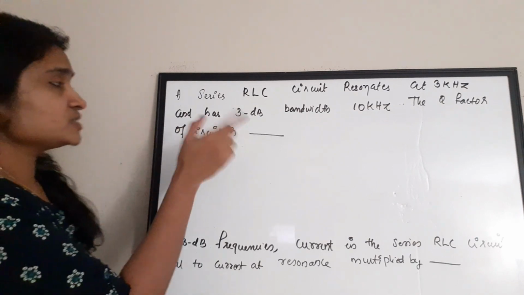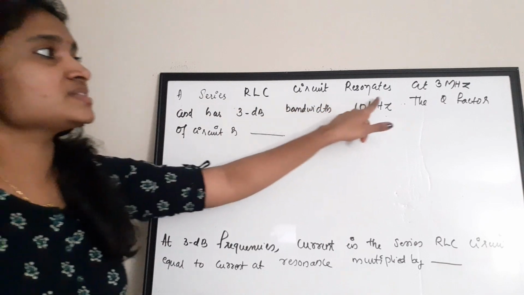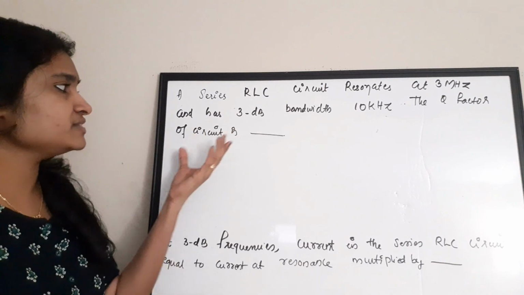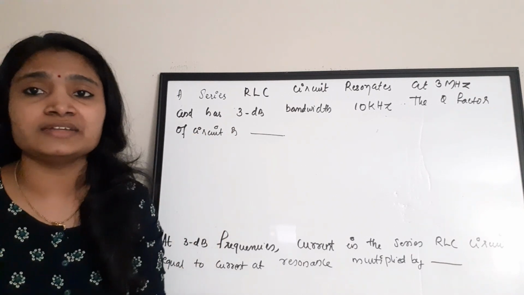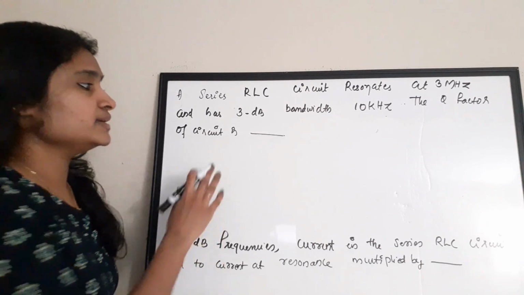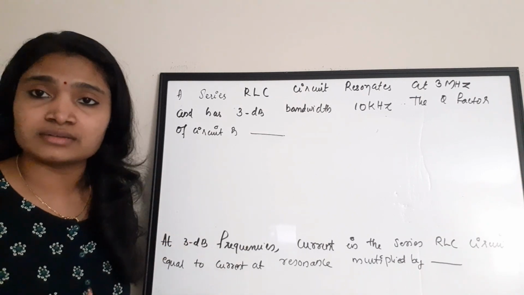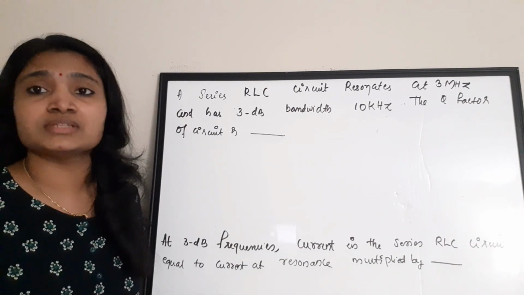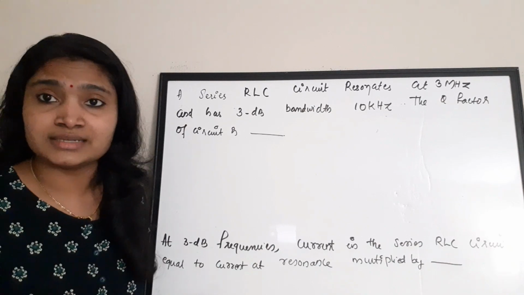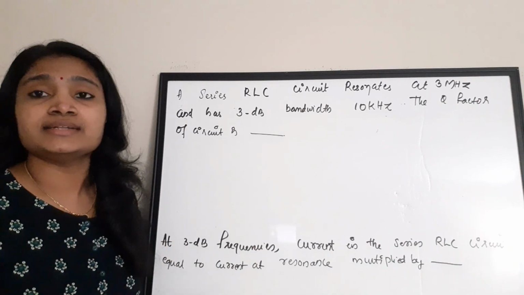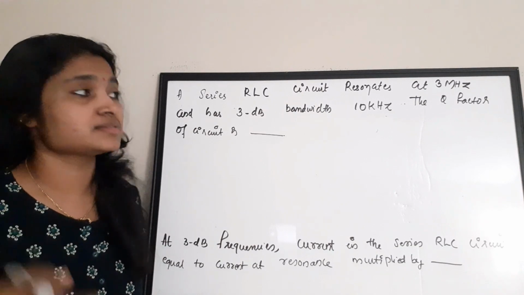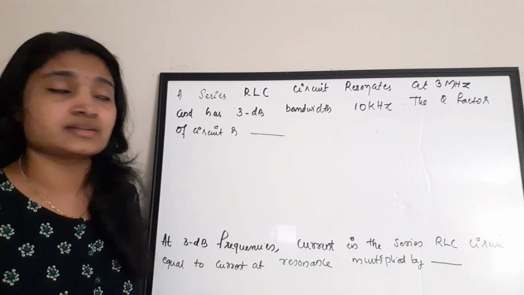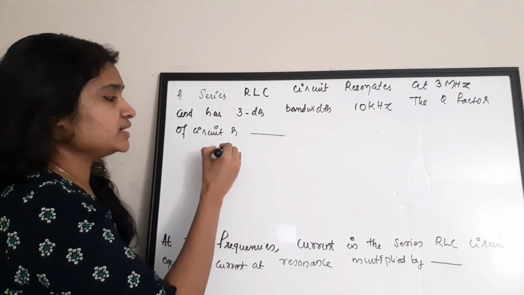The first question is, a series RLC circuit resonates at 3 megahertz and has 3 dB bandwidth of 10 kilohertz. The quality factor of the circuit is dash. So what is the quality factor of a series RLC circuit? I've explained these quality factors, bandwidth and the resonance curve of a series RLC circuit, what is resonance and what is the criteria at resonance, in detail in another video. I'll be sharing that link in the description box. Please check out that video to know about the theory of series RLC circuit and resonance. So here we need to find the quality factor Q.